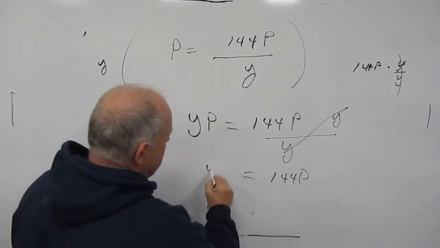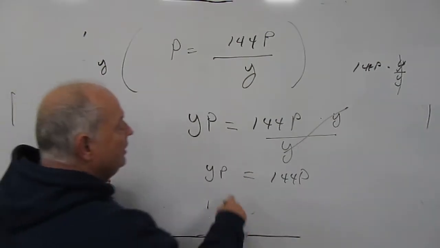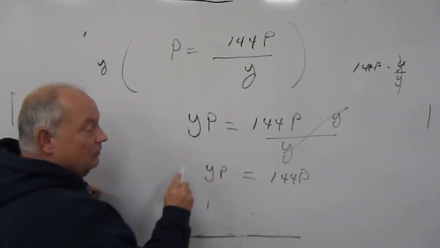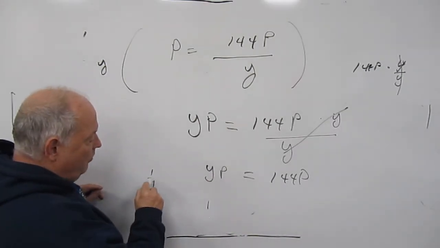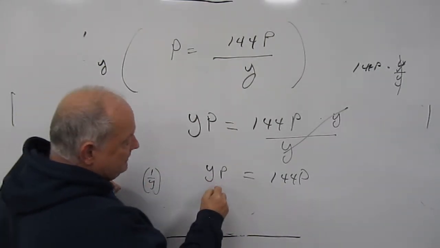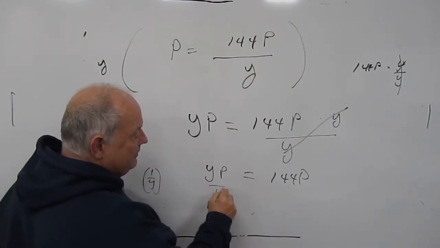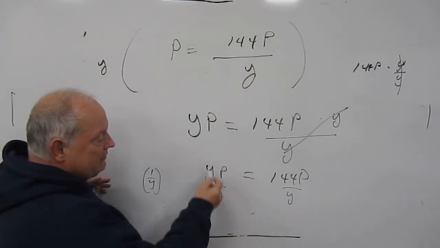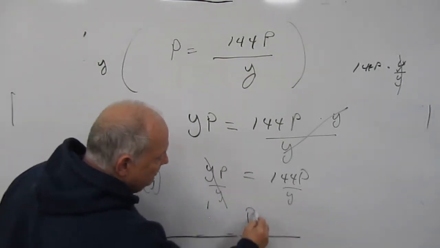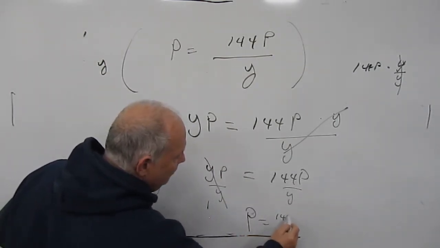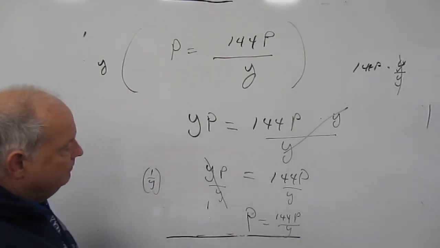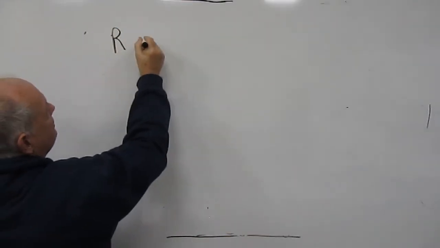144P equals YP. So we divide through by Y here, or we multiply by 1 over Y, whichever you want to say. So this is Y on this side and Y on this side. The Y over Y equals 1, so it cancels out, leaves us with P equals 144P over Y. Beautiful.